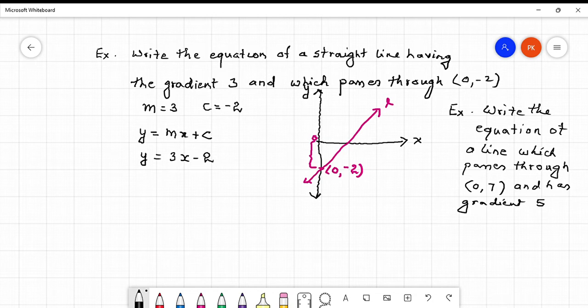So obviously tell me in this case, what is the y-intercept? Since the line is passing through (0, 7), that means it is intersecting the y-axis at 7. That means here c is equal to 7 and the gradient m is 5. So y is equal to 5x plus 7. That is the equation of the straight line. Okay with you? All the steps are okay? Okay, let us take one more problem here.